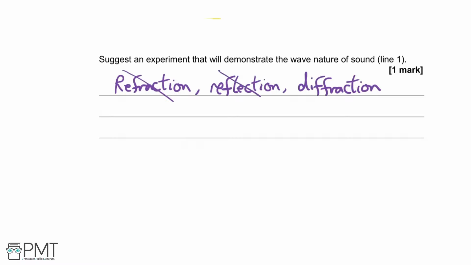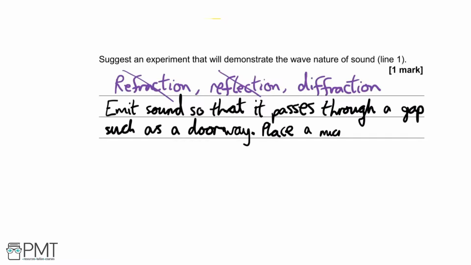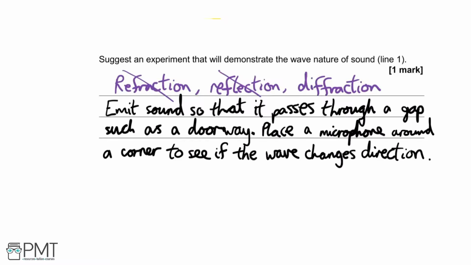We are actually going to use diffraction, which, as you know, involves the sound or any wave passing through a gap or around an obstacle, and if it changes direction under those conditions, then it has been diffracted. So let's write that down. So a fairly tangible example there, use a doorway, use some kind of speaker, put a microphone around the corner. If that microphone doesn't detect anything around the corner, then the wave hasn't spread out, it hasn't diffracted, but vice versa, if it does, then it has. So yeah, and then there's your 1 mark.